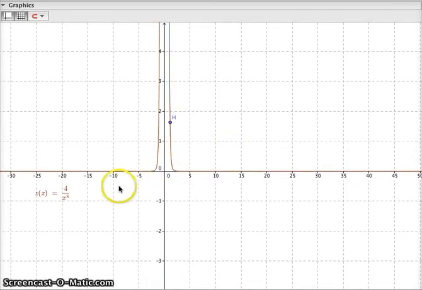And let's look at one more, 4 over x to the 8th. Again, as x just keeps going to infinity in the right direction, the behavior of the graph approaches 0. Y approaches 0. And same thing as I go to negative infinity.